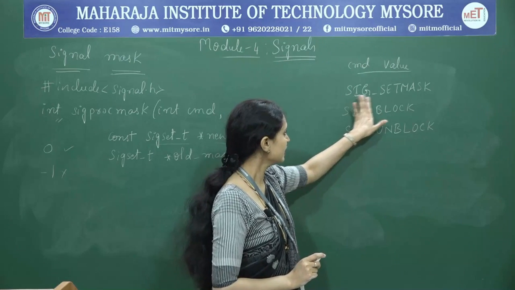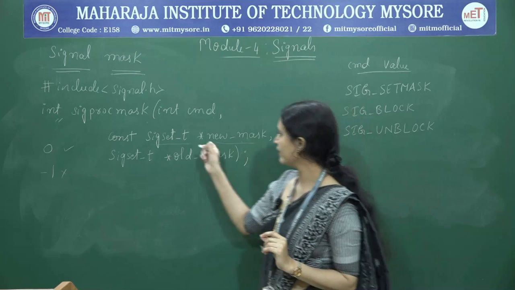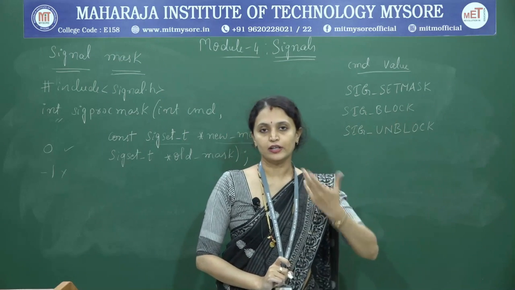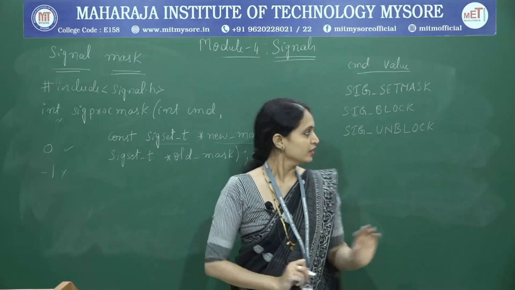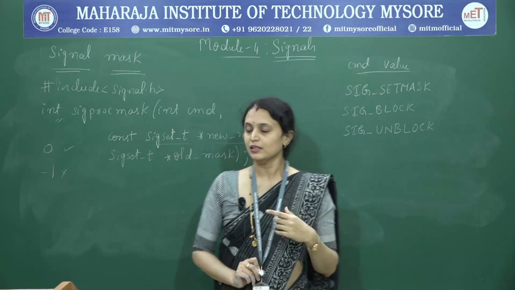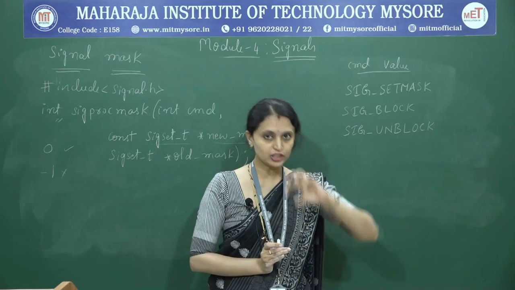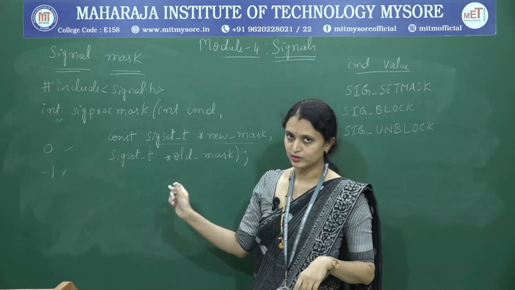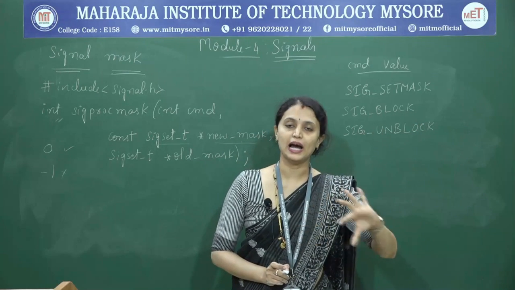The first one is SIG_SETMASK. If this value is given as the first argument, it overrides the already available signal mask with the new mask. Suppose the value is given as SIG_BLOCK. In this case, in addition to the available signal mask of this particular calling process, the new mask will also be added.